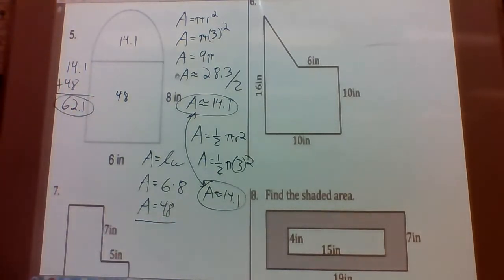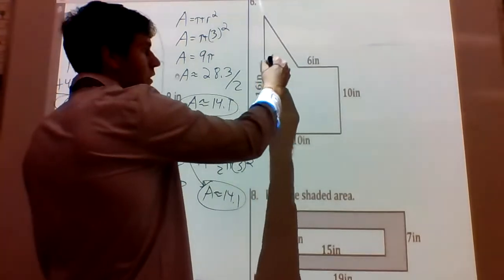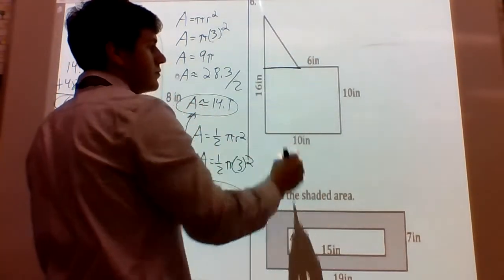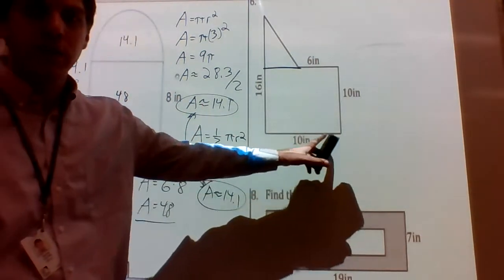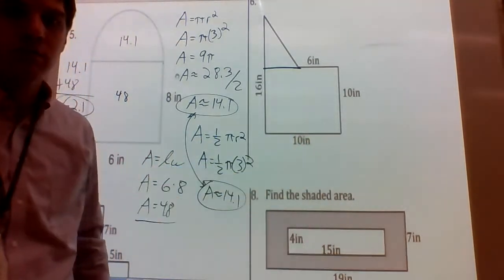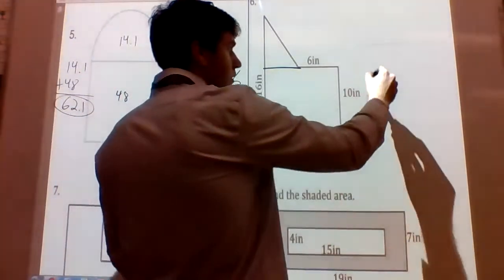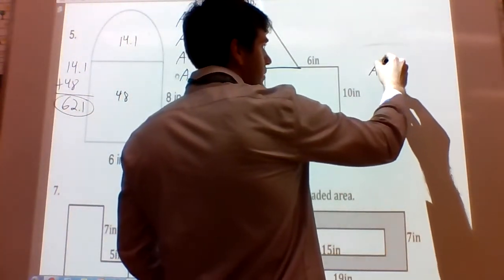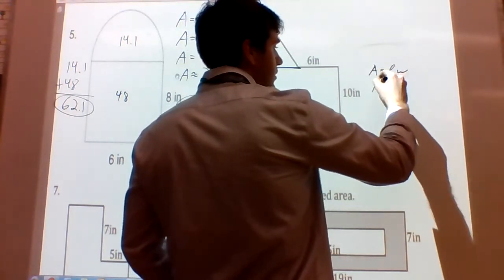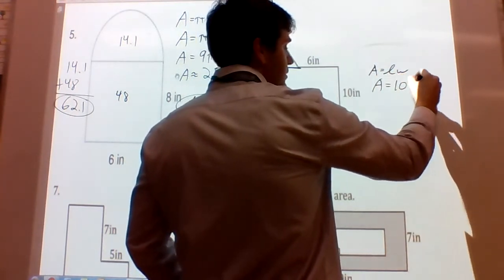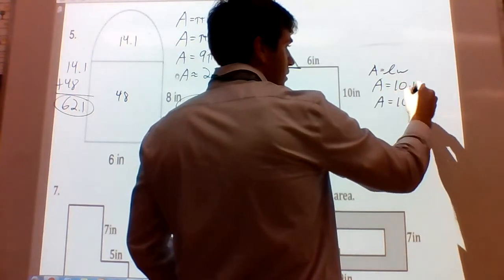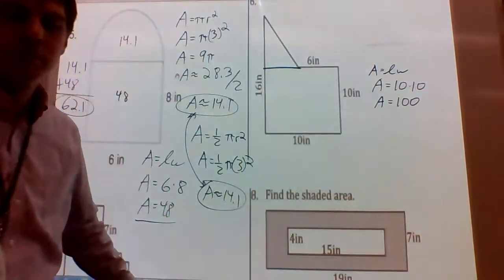Number 6, we can break into a rectangle and a triangle. The dimensions of the rectangle are 10 by 10. So we have area equals length times width, which is going to be 10 times 10, which is 100.